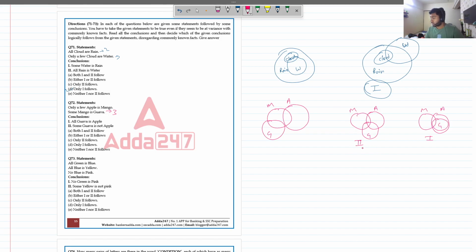I can see that either 2 is happening or 1 is happening. It's not that for one scenario both 1 and 2 are happening. Either conclusion 1 is true or conclusion 2 is true. Both cannot be true simultaneously. So either 1 or 2 follows. That is my answer. Let's do the next question.